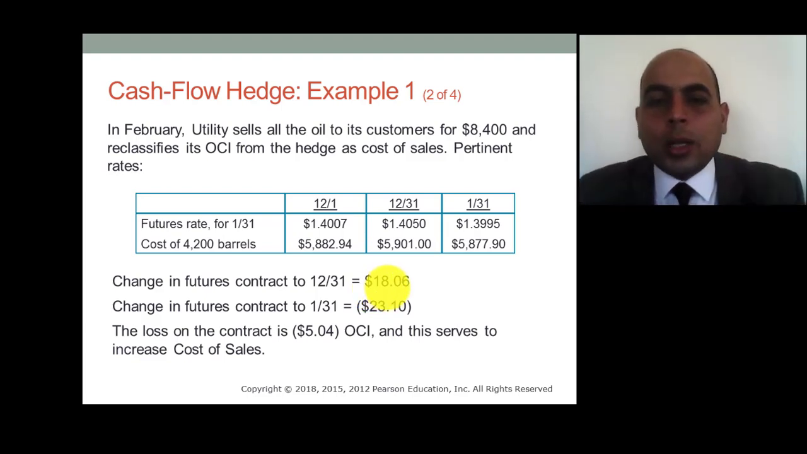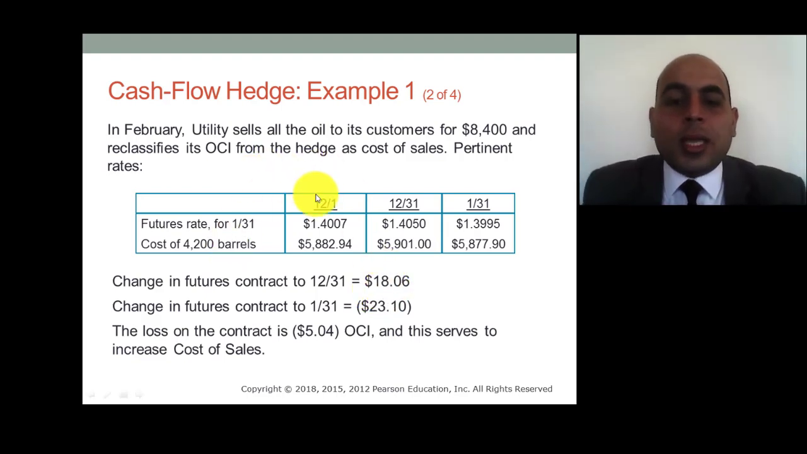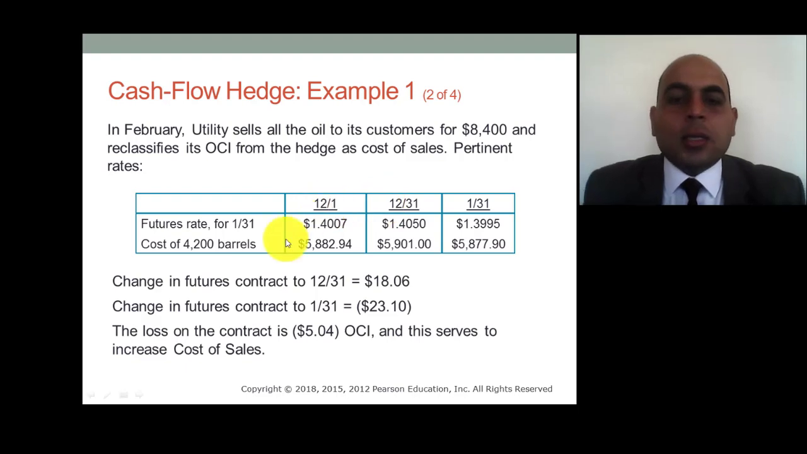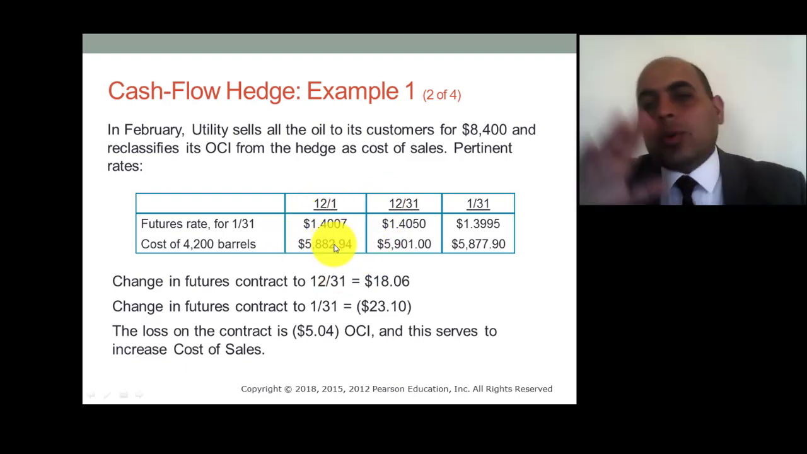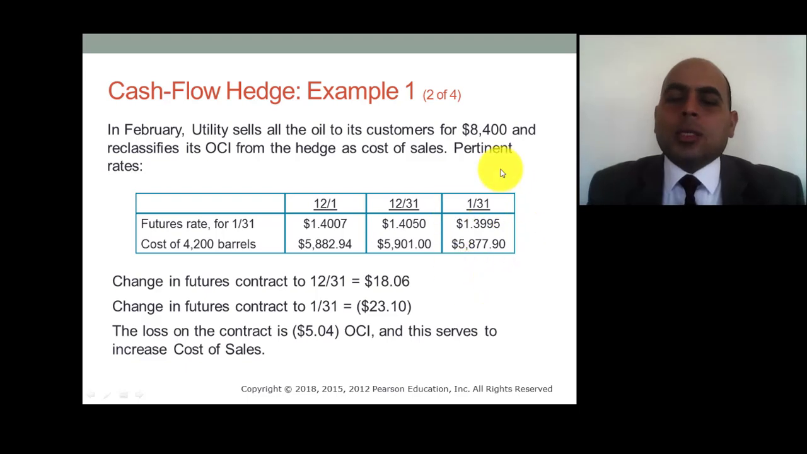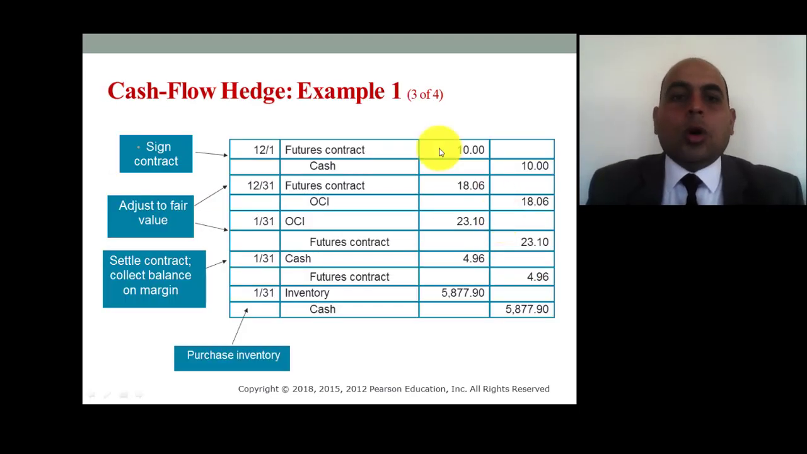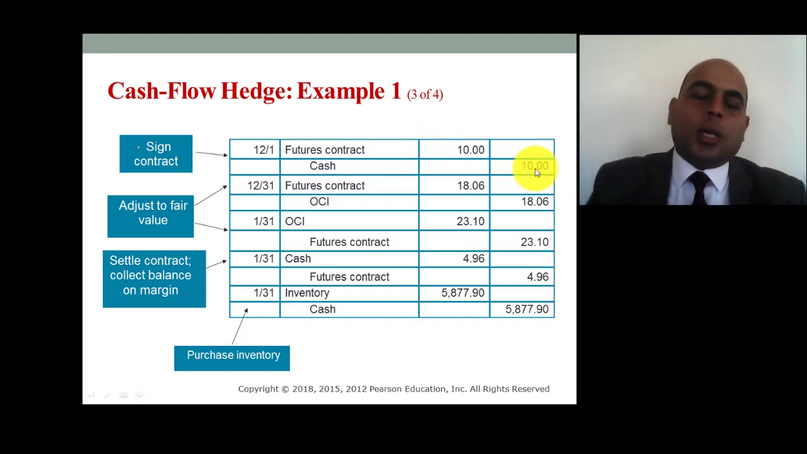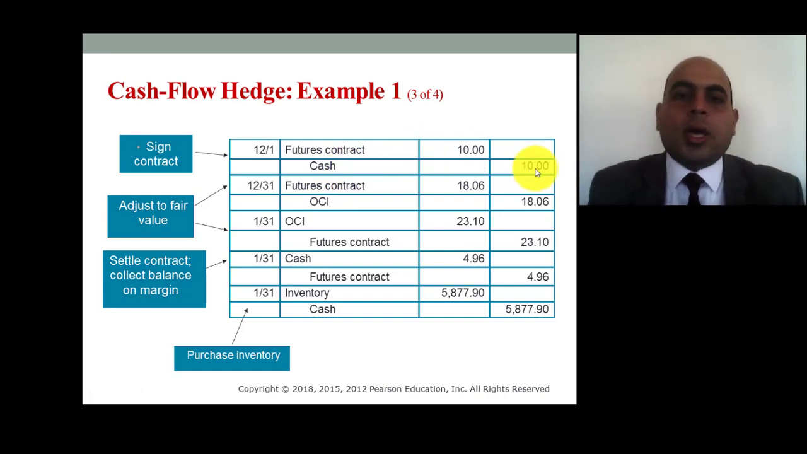Let us see how we will record the $10 that we have paid, the margin of $10 to be paid, and how we will record the difference. Then we will move on to record the transaction on 31 January. On 1st December, we signed the contract and we paid upfront $10. So we will record it: future contract as asset, debited by $10, and cash credited by $10 as the cash declined. So it's credited where the asset is declined.